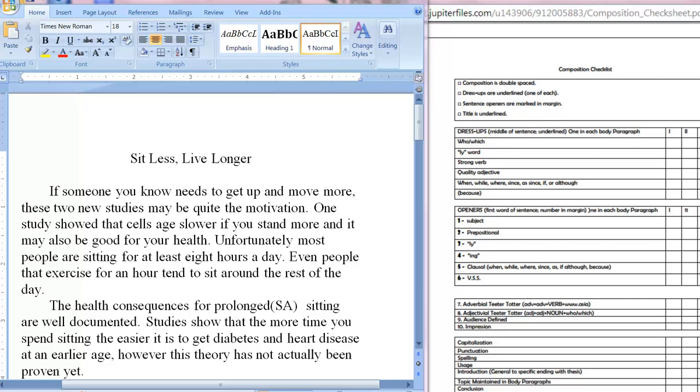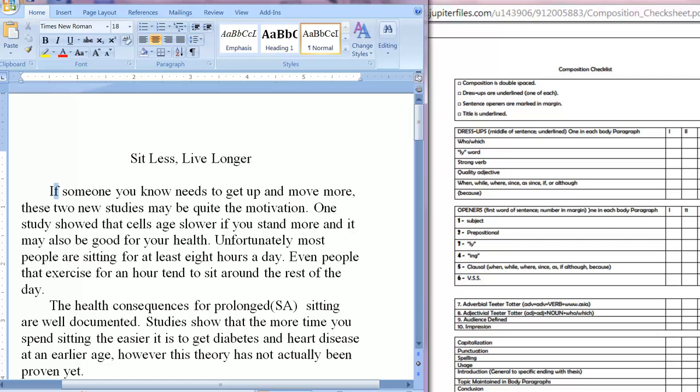And then number 6 is our very short sentence. This is a sentence of 5 words or less, and it's kind of used like a power punch in your writing. So let's go ahead and look at this essay. Sit less, live longer. If someone you know needs to get up and move more, comma, these 2 new studies may be quite the motivation.